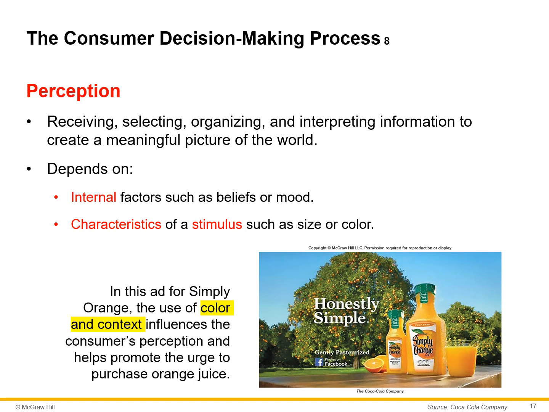Also, the characteristics of a stimulus, such as size or color, affect your perception. In this ad for Simply Orange, the use of color and context influences the consumer's perception and helps promote the urge to purchase orange juice. Look at that. Honestly, simple. A lot of greens, a lot of oranges, abundant vitamin C for you.